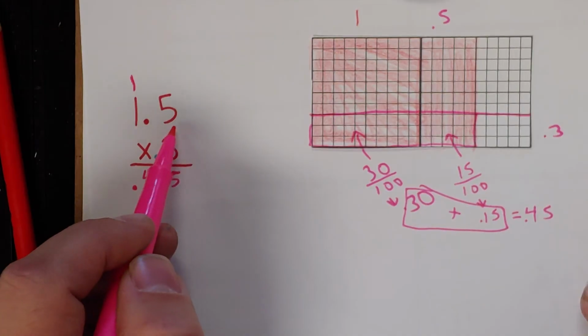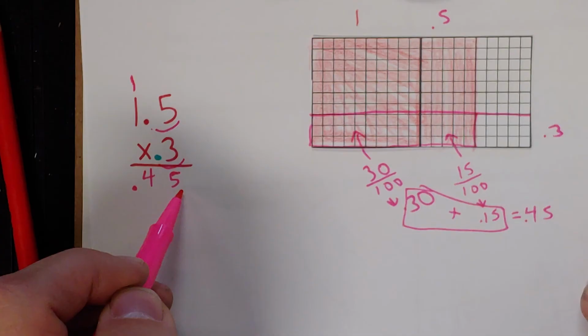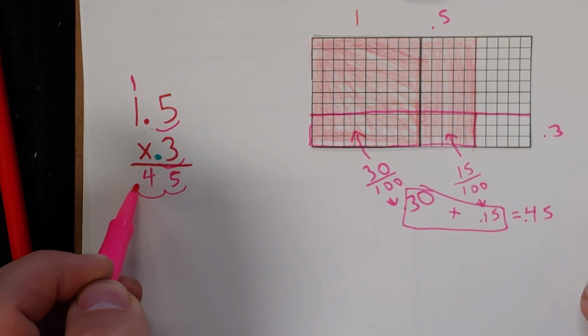Or another way would be to say, all right, look, there's a decimal. There's a decimal. Divide by 10. Divide by 10. Divide by 10. Divide by 10. There's the decimal.